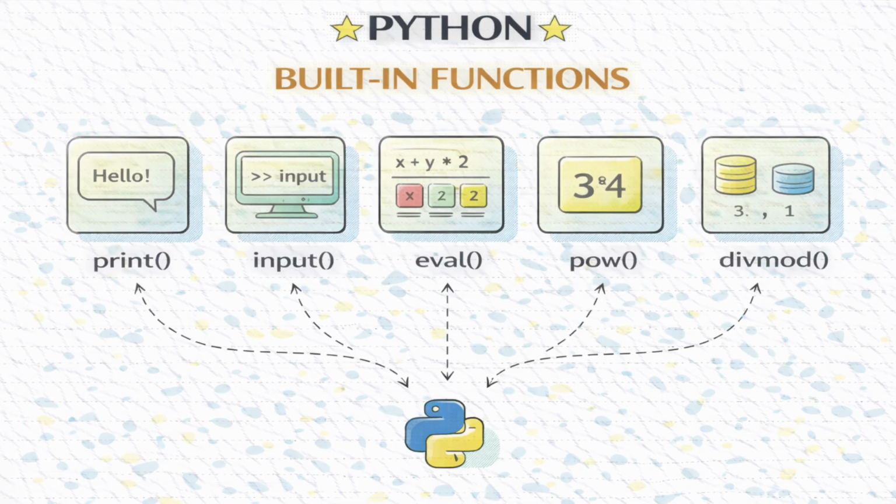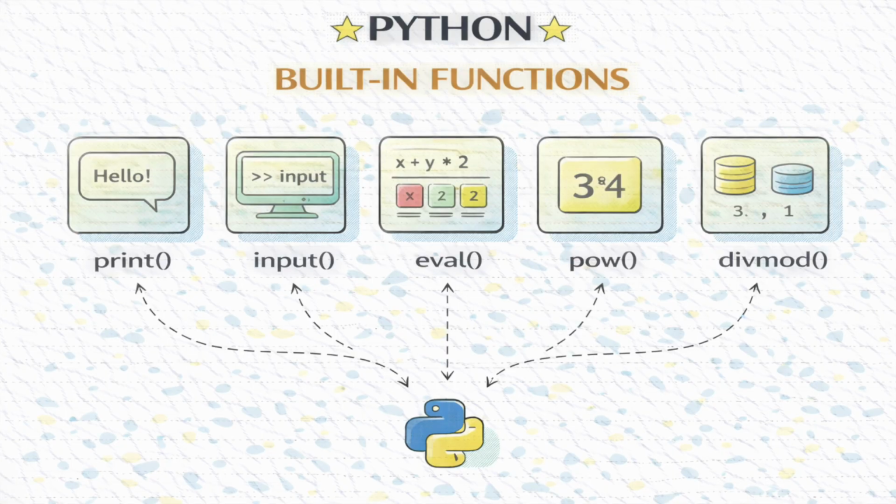Yeah. And end defines what gets printed at the very end. The default is a newline character, \n, which is why every print starts a new line. But if you set end, you can keep printing on the same line. Which is great for progress bars or something like that. Incredibly useful. And that just reinforces the entire point of this deep dive.